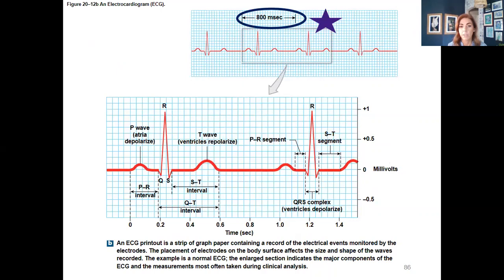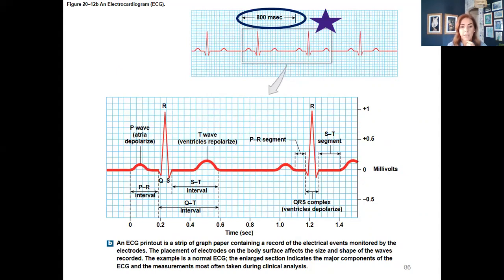You can see here the star is there again, and it says 800 milliseconds. That's about how long it will take to go through that heartbeat. So less than a second, of course, 0.8 seconds. But we don't always want them to be exactly 0.8 seconds. I'll explain that in just a second.